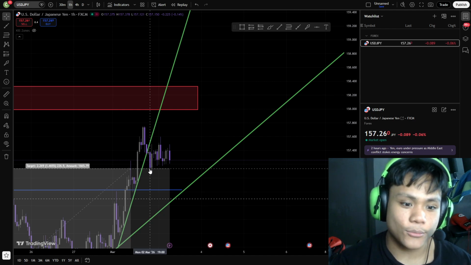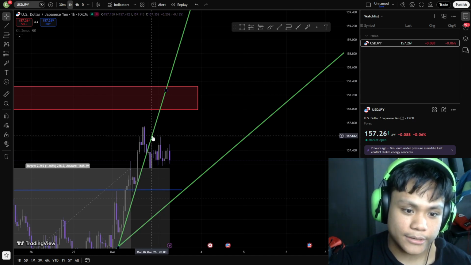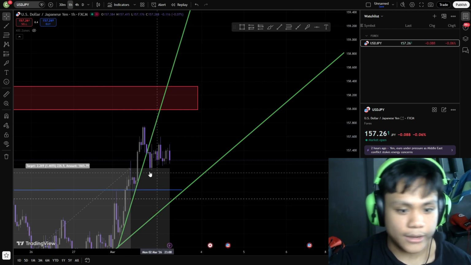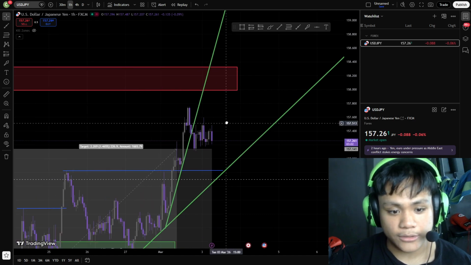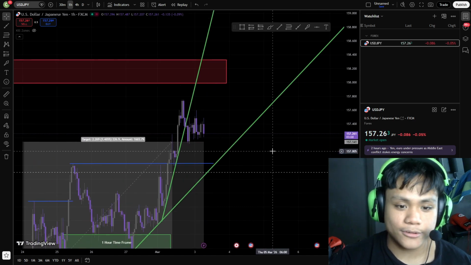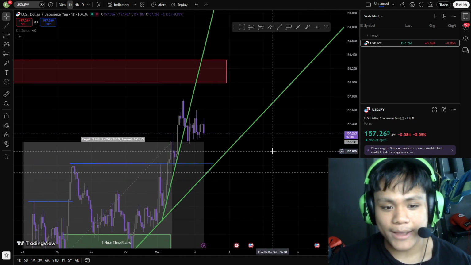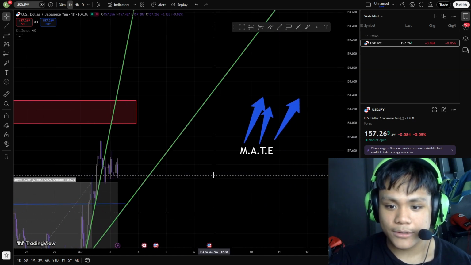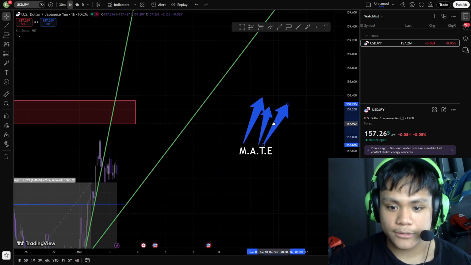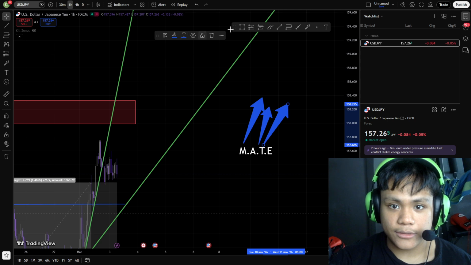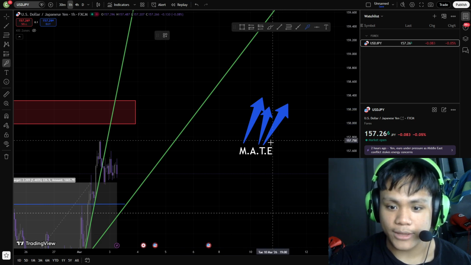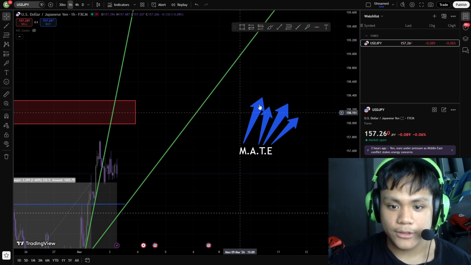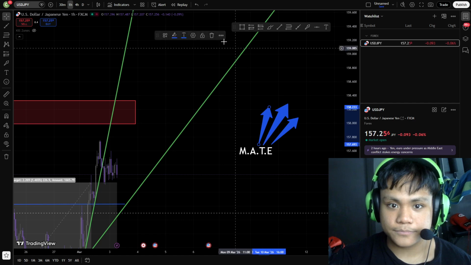That was my exit. Once it broke this uptrend line, I took profit already. So I've made around $115. It's not bad. Not a bad trade. So yeah, everything is checked. Our exit, we already exited. We had an exit plan, checked. So everything is complete.